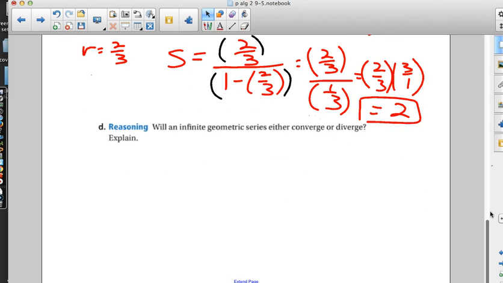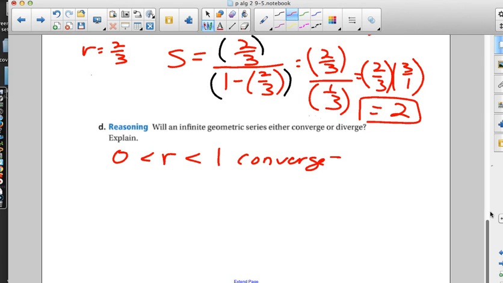Now, D says, will an infinite geometric series either converge or diverge? They're asking, is there another choice? So we said r between 0 and 1 converges. So the real question is, how about if r is 1? I mean, we already know if it's bigger than 1, that it's going to get bigger and bigger and bigger, and it's going to diverge. But what if r equals 1? Okay, well, let's say our first number is a 2. And we say we're going to keep multiplying by 1.